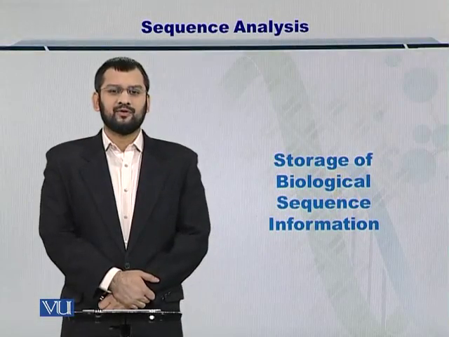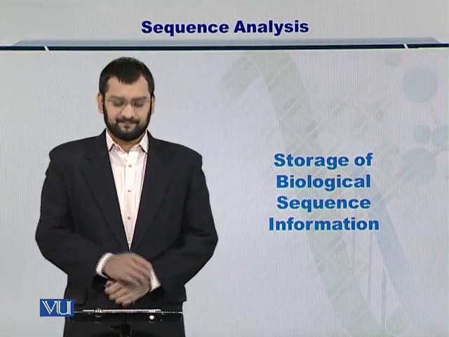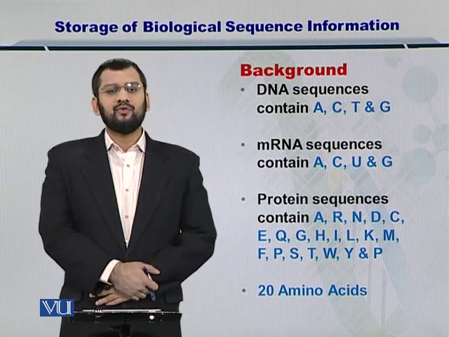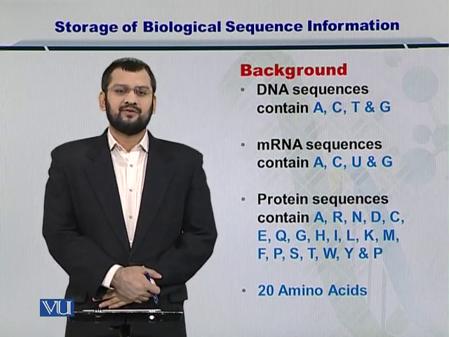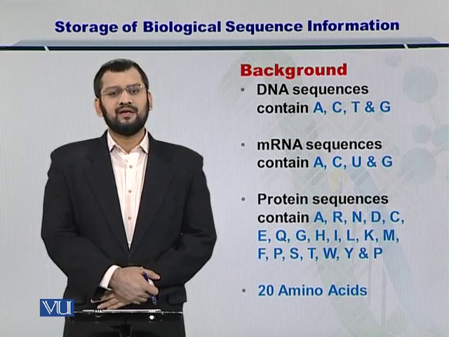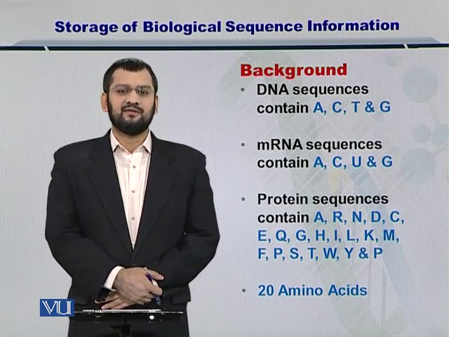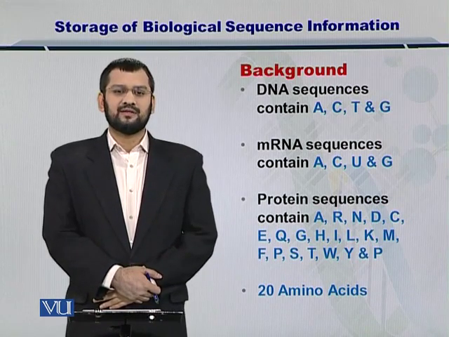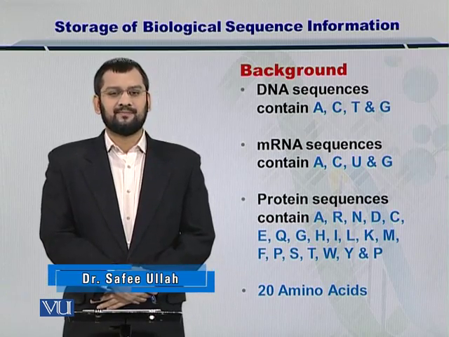Dear students, in this module, I'm going to elaborate on the storage of biological sequence information. You know that the biological sequence information may be of three different types. The first one can be the DNA. At the DNA level, the sequence information primarily consists of A, T, C, and G. While for the RNA, the information is changed a little bit and you have A, U, G, and C's.